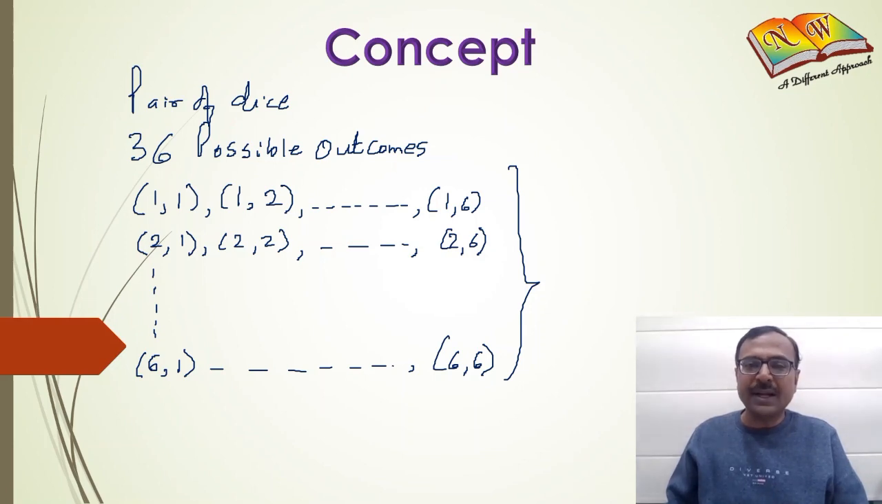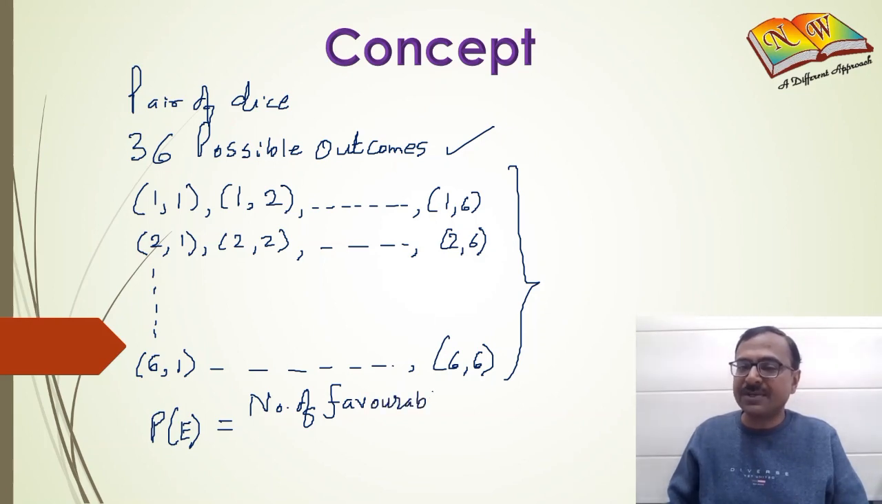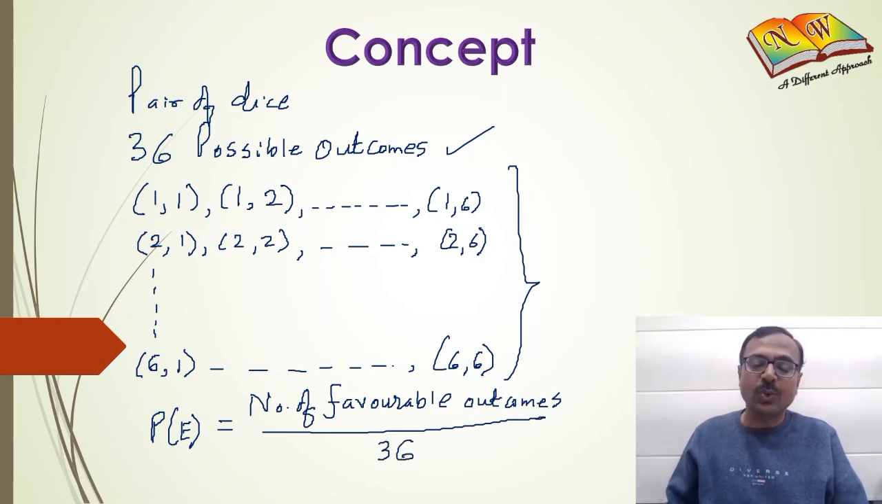But what relation does it have with the probability of an event? Whenever you want to find the probability of an event E, then you have to find the number of outcomes which favor the event, the number of favorable outcomes, and divide that by the total number of outcomes, that is 36, to get the probability of the event.